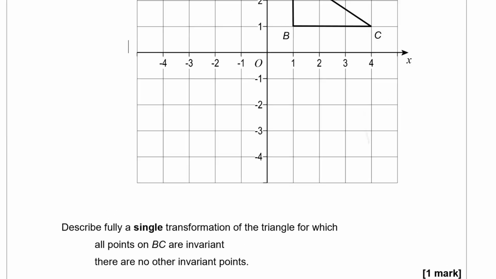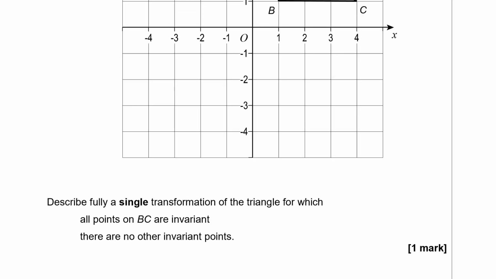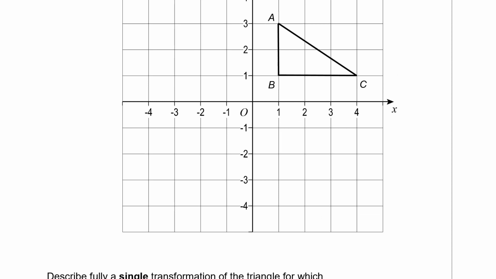So the points B and C are going to be unchanged. And the other part says there are no other invariant points. That means that B and C are going to stay where they are and A must move. Okay, so what transformations do we know which will keep this point and therefore that line the same? Well, a simple way of doing it would be a reflection in that line, wouldn't it?